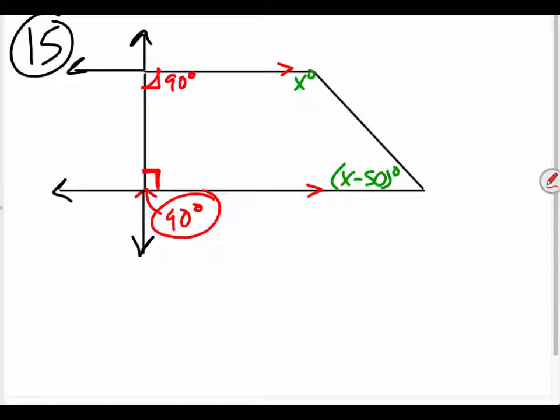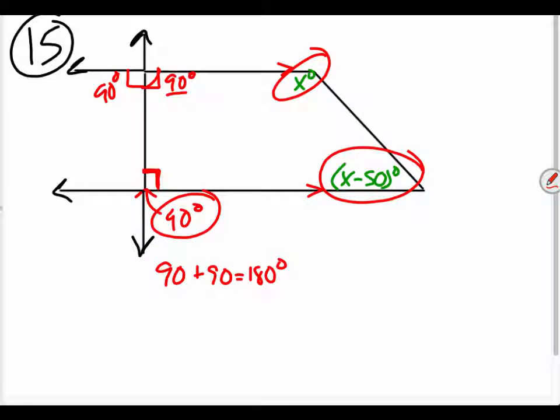Now, another question I asked is, what about the alternate interior angles? Well, because this is 90, this has to be 90 because they're alternate interior angles. And then because this is a linear pair, this would also have to be 90. All right? So if these two angles add up to 180, in other words, 90 plus 90 equals 180, what do we know about these two angles? They add up to 180.